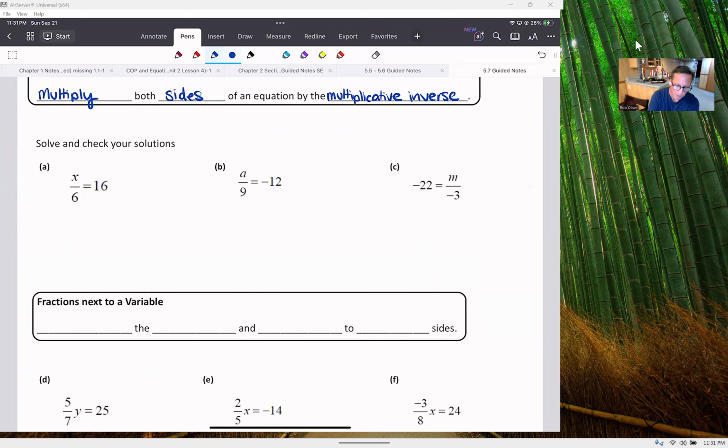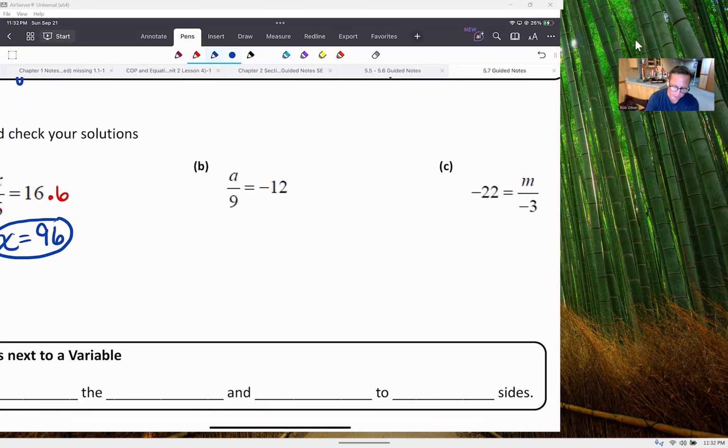Okay, so on a right here we have 6, and so we're going to multiply both sides by 6 over 1, which is basically just 6. Those cancel, and you get x equals 96. Right here, we're going to multiply both sides by 9. Those turn into 1, which leaves us with 1a, the same thing as a. So you got a equals negative 108.